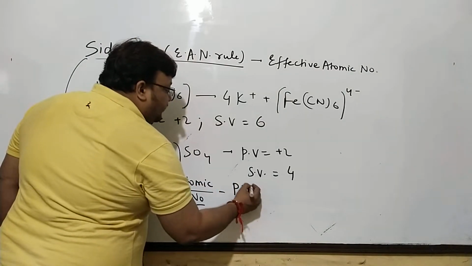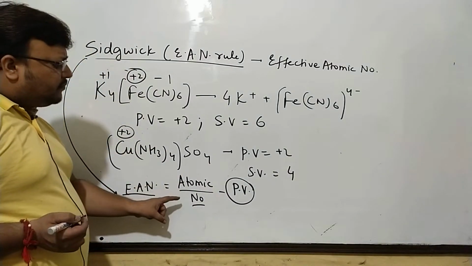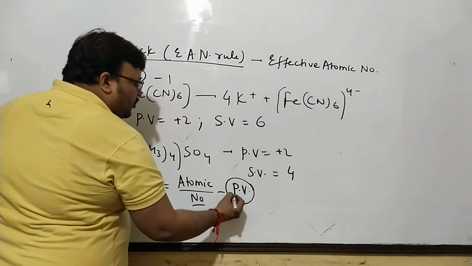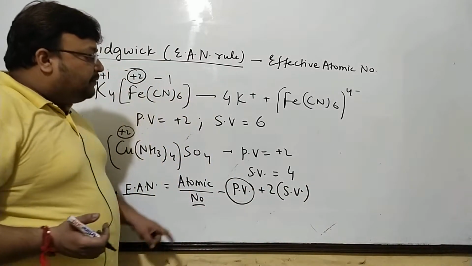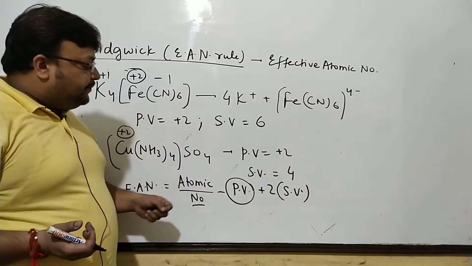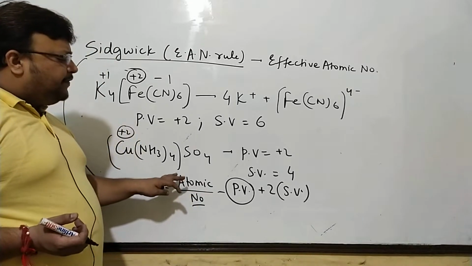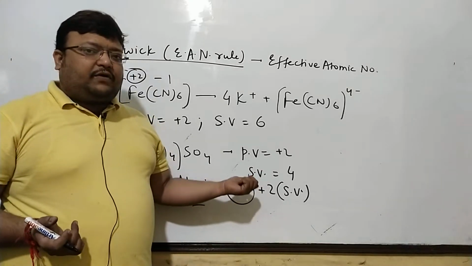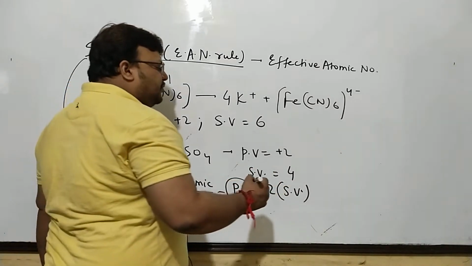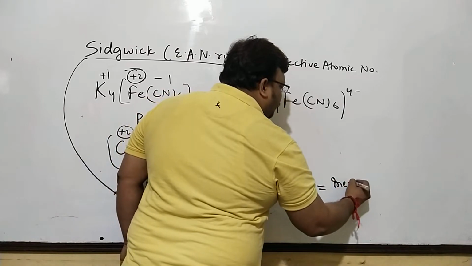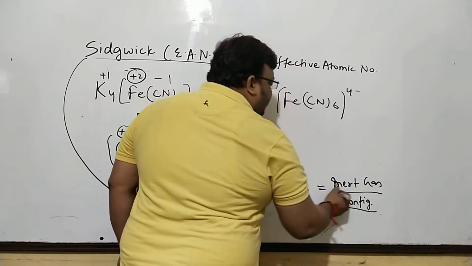primary valency, because this is the number of electrons gone, plus 2 times the secondary valency, because this is the number of electrons taken up. Remember, this is the pair of electrons taken up. So this man said that if you calculate the effective atomic number, which is atomic number minus primary valency, the number of electrons lost, plus 2 times the electrons gained, effective atomic number would be equal to the inert gas configuration.